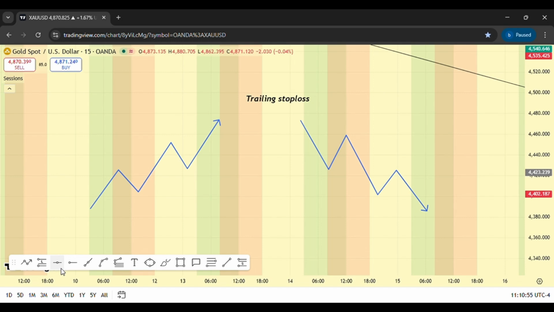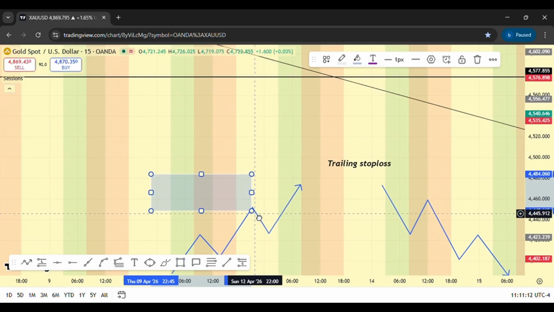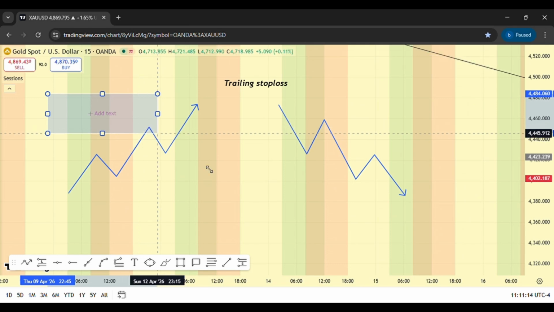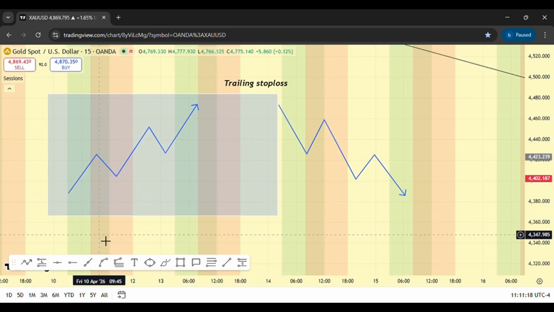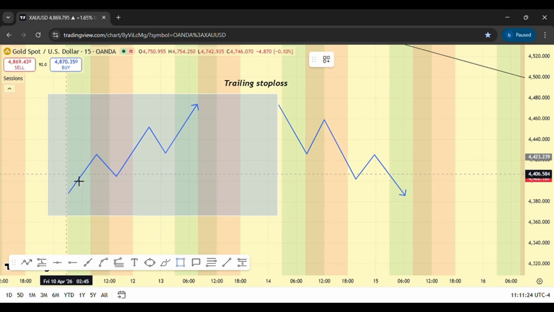So what is a trailing stop loss? This is a technique that allows you to remove your stop loss from where it was and adjust it according to where you want when you are in profit. First condition here, this scenario is an uptrend, and I'm going to be showing you how to trail your stop loss while in an uptrend. It's a very simple technique where you have to be moving your stop loss to a higher low.